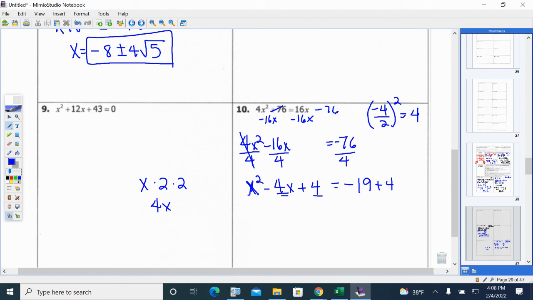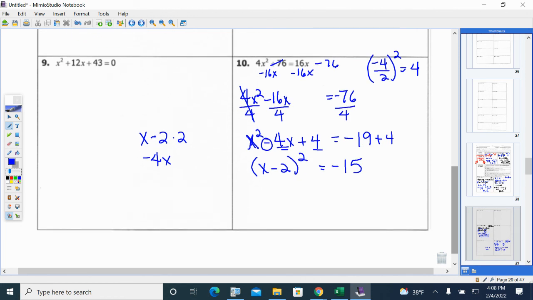Now, the b is a negative, and in order to have a negative, it needs to be x minus 2. So this is going to factor into x minus 2 squared. So the sign on the b is always going to match the sign in your factor. And then negative 19 plus 4 is going to be negative 15. So at this point, we have factored the perfect square trinomial. The next step is to square root both sides.